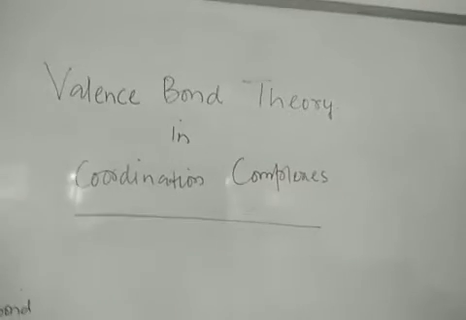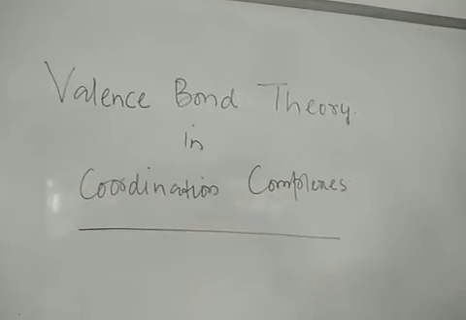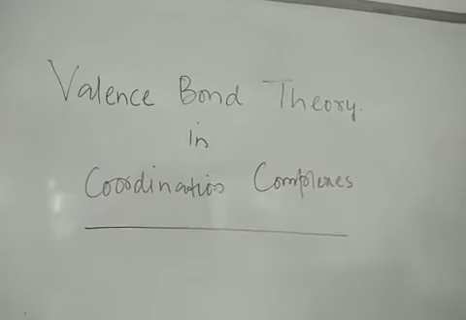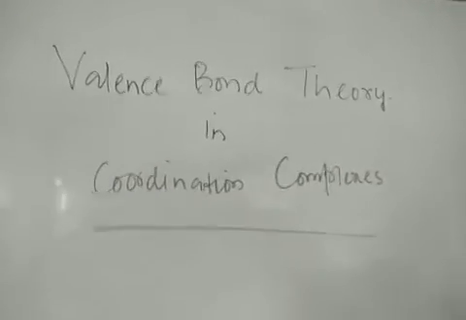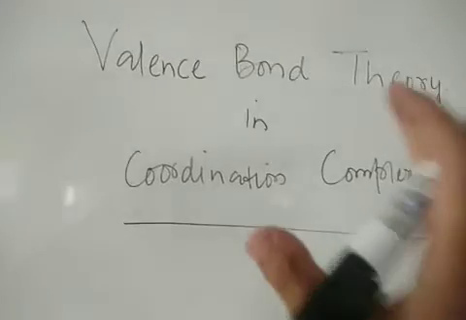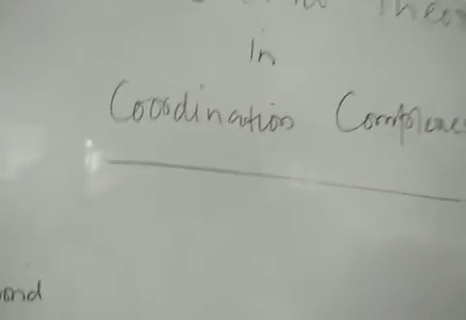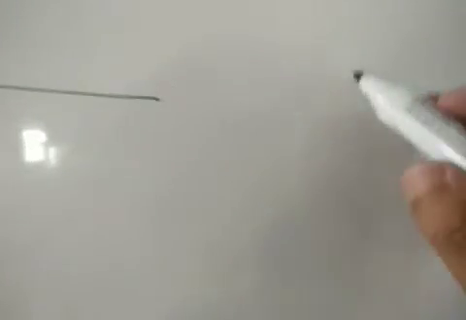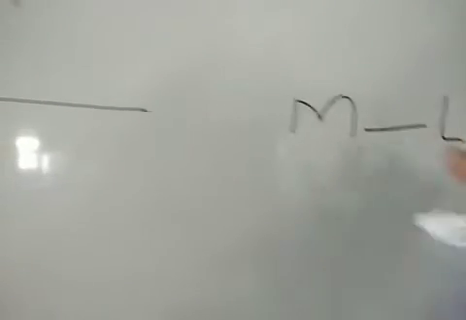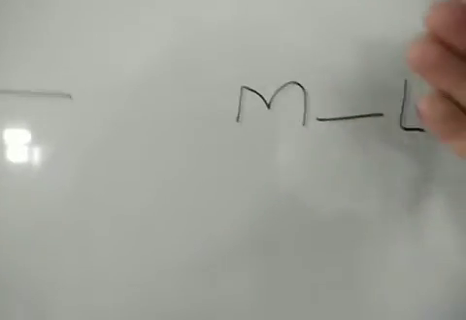Okay, we are back with another theory of coordination complexes. One of the earlier theories that was proposed to explain the bonding in the coordination complex. We know that in coordination complexes we have a bond between a metal and a ligand. So what type of bond is this? What's the nature of this bond? Whether it's covalent, ionic, or whatever.